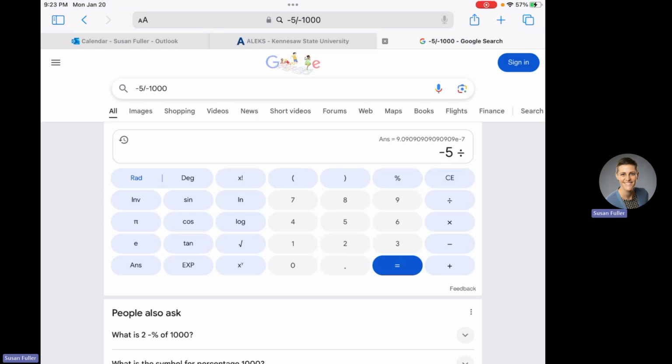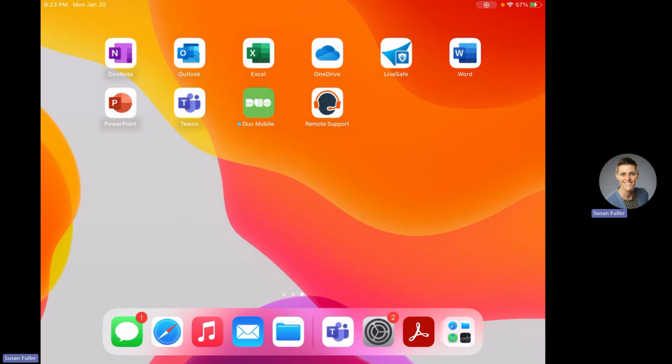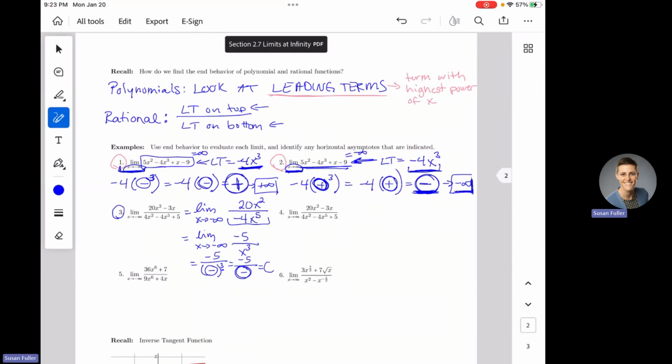Negative 5 divided by negative 1 million. Look at all those zeros. I keep getting more and more zeros. I'm getting a positive number out, but they're tiny. What's happening is that this is heading toward 0. A negative divided by a negative is a positive, so I'm getting positive numbers out of this. But a small number divided by a big number gives me 0.